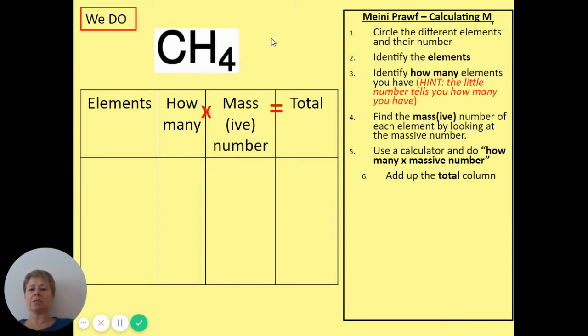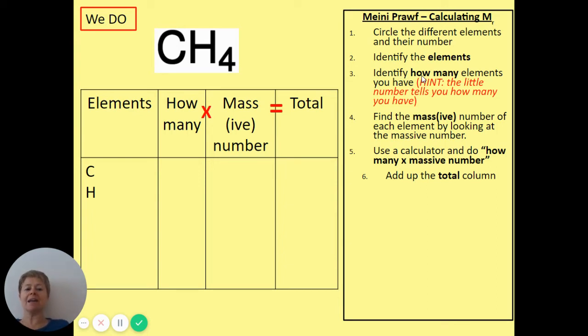If I don't know what these stand for, you probably know these by now, I'd look on my periodic table and write down that I've got C or carbon and H or hydrogen as my elements. So I've done step 1 and step 2. Right, what's next? How many of each element do we have? You should be able to do this now. Hopefully you realise we've got 1 carbon and 4 hydrogens.